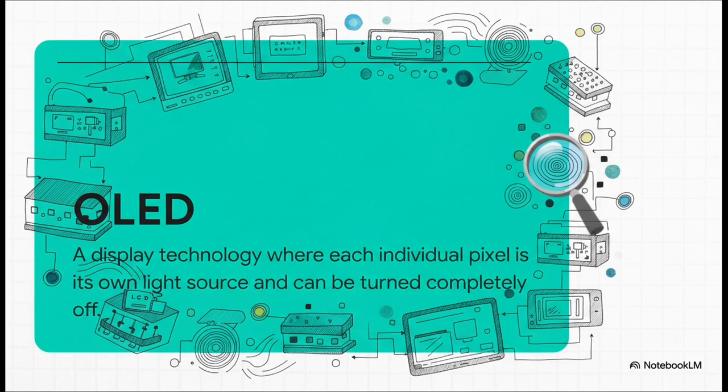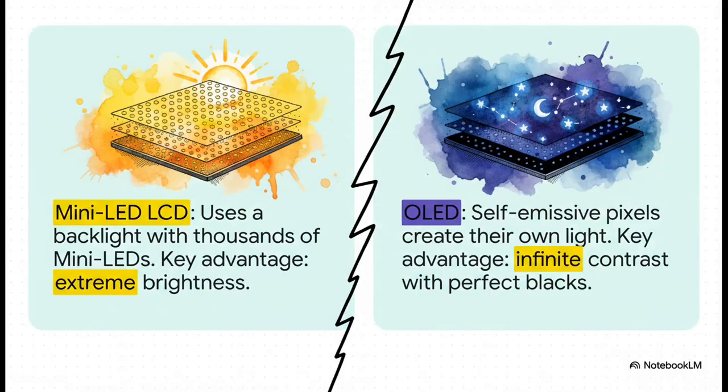OLEDs use these thin films of organic stuff that glow when you run electricity through them, so each individual pixel becomes its own tiny light bulb. And this is a total game changer, because if a pixel needs to be black, it doesn't just block light, it just turns completely off. So this really sets up the big choice for anyone buying a high-end TV today. On one side, you have Mini LED, which is basically the peak of LCD technology. It gives you incredible brightness. On the other side, you've got OLED, with its infinite contrast and those perfect inky blacks. They both have their pros and cons, and they really define the cutting edge of what's possible right now.